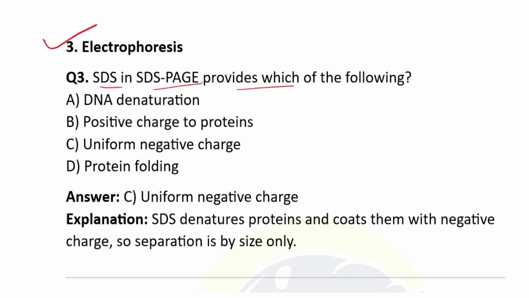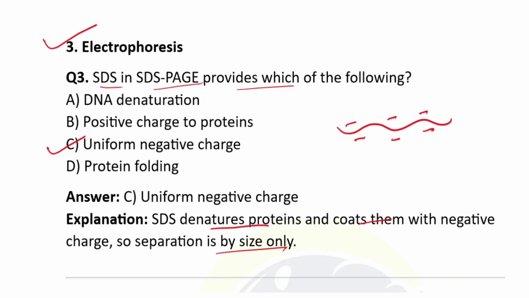And it also coats the protein. Suppose this is the protein, it provides negative charge to the protein, so it can migrate towards the positive electrode during electrophoresis, and this is how the separation takes place. So SDS in SDS PAGE provides uniform negative charge. SDS denatures protein and coats them with negative charge, so separation is by size only. So this is the right answer.